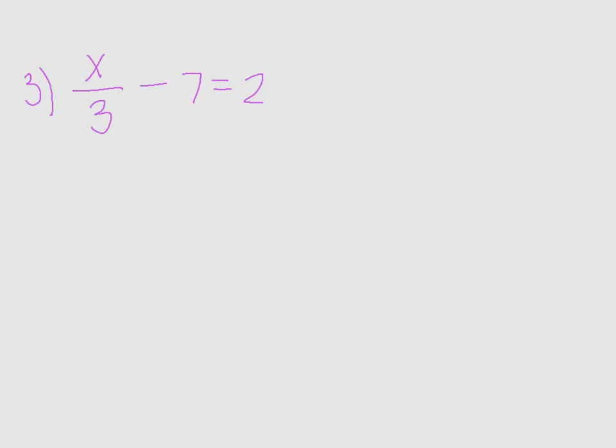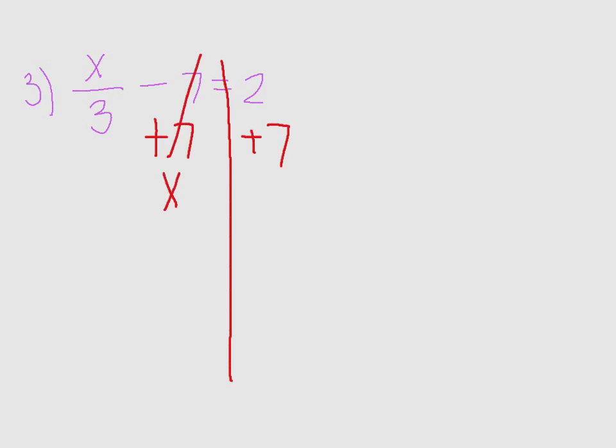I'm going to start off again with my straight line down the equal sign to help me. I find my variable, and what's with it is the divide by 3. So I'm working away from that, so I need to add 7 to both sides. My 7s cancel, and I'm left with x divided by 3 equals, and 2 plus 7 is 9.